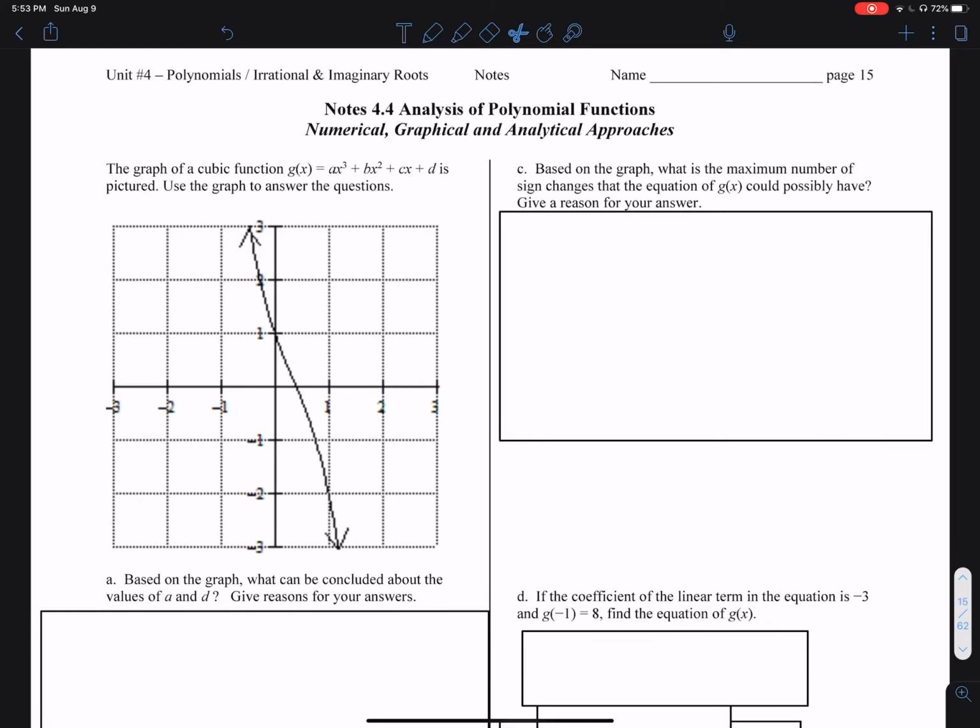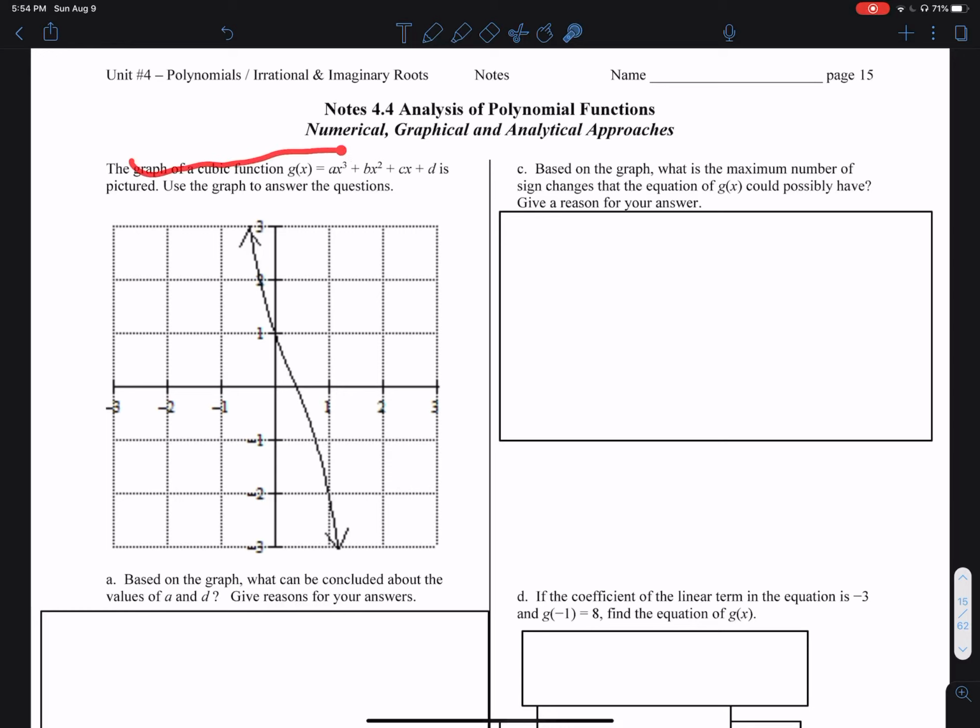This is PreAP PreCalculus Notes 4.4. And when I say notes, it's kind of a misnomer here. This is more of a review of what we've done so far in this chapter. It's putting everything together. It's the climax. It is very little new and a lot of how does this stuff all fit together.